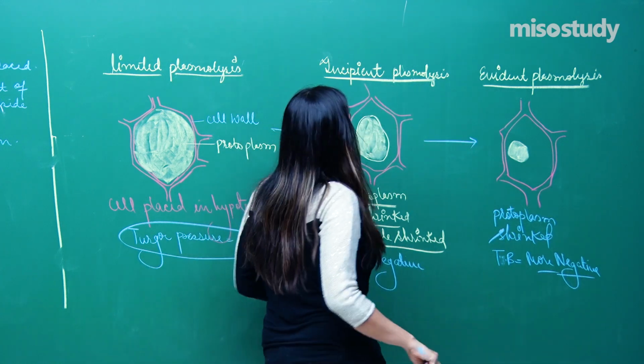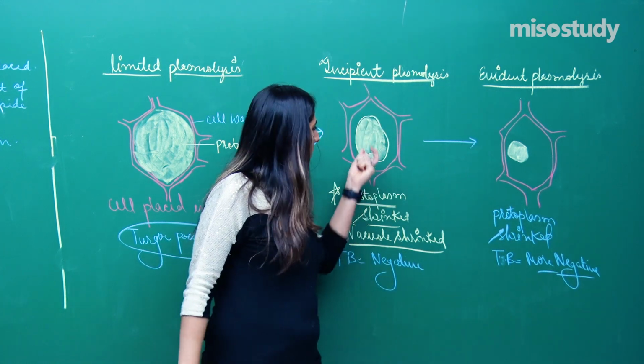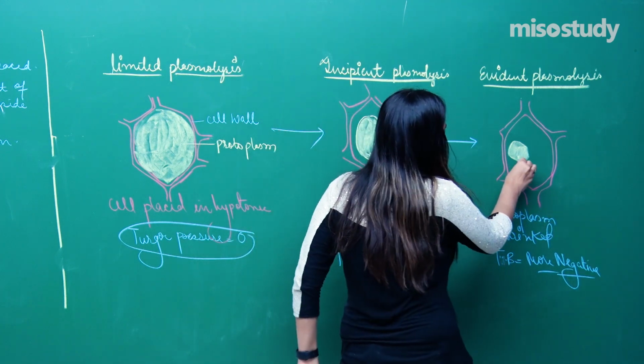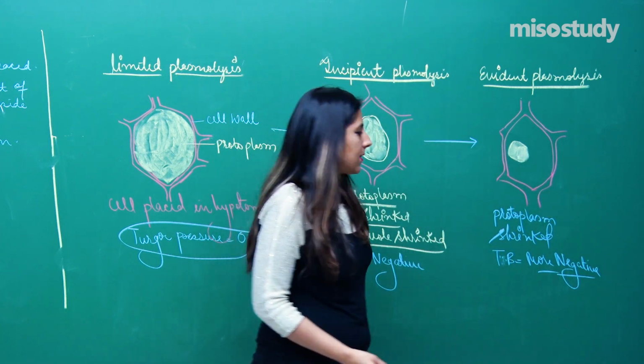Now, can you see how this plasmolysis occurs? It is one after another. The protoplasm keeps on shrinking within the cell wall. Then ultimately when this position is attained, there will be cell death.